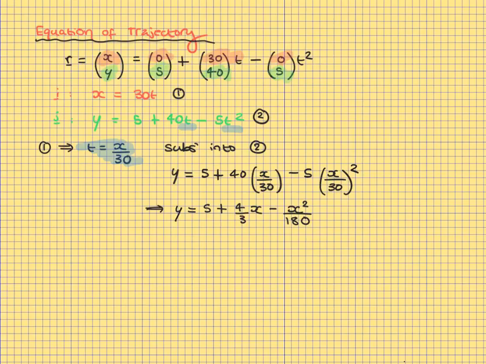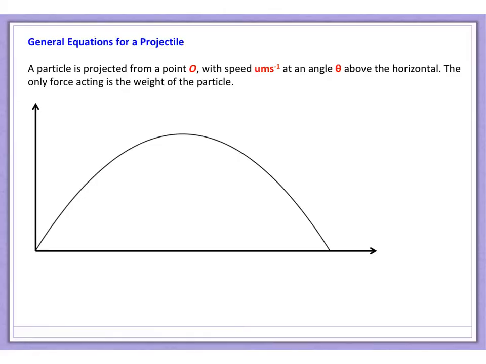And we are finished. Now, the very last thing that we're going to do in this topic is to look at generalising what we have done so far. So look at the information we've got. A particle is projected from a point O with a speed u meters per second at an angle theta above the horizontal. The only force acting is the weight of the particle.